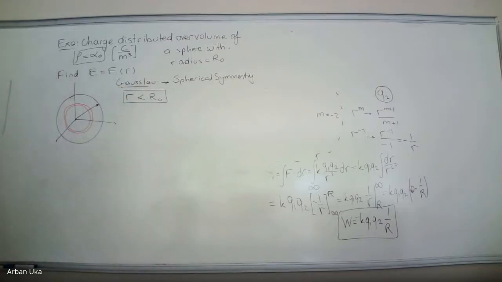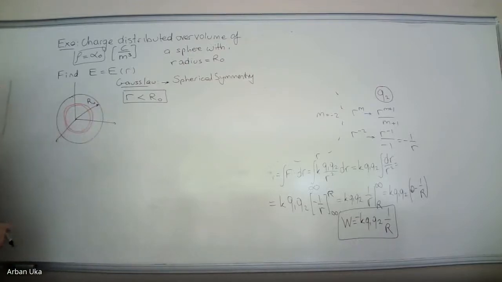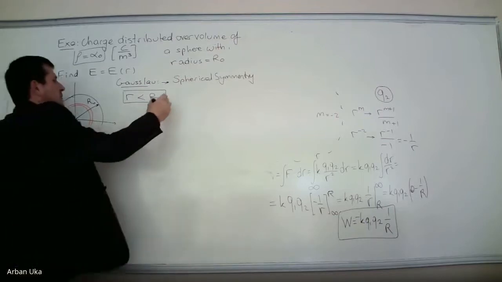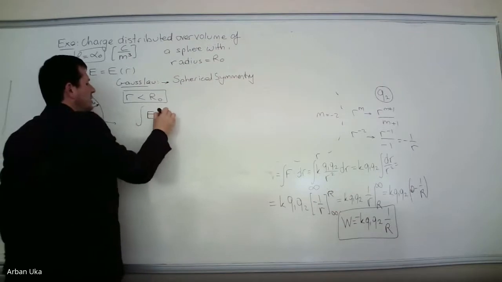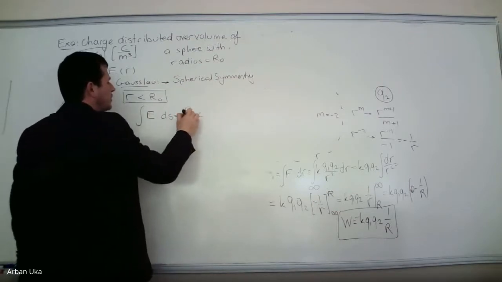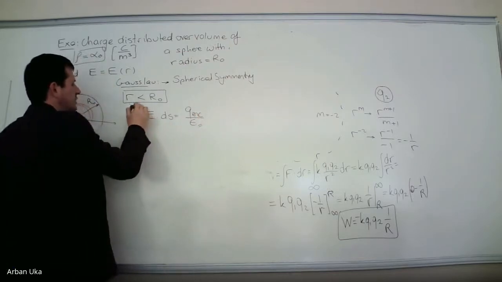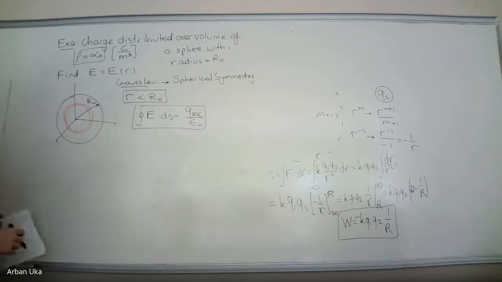So let's assume initially that R is smaller than R0. So this is the outer radius, and we want to apply this rule, which states that the integral of E dS is equal to the charge which is enclosed over epsilon 0. Okay, so this is it.